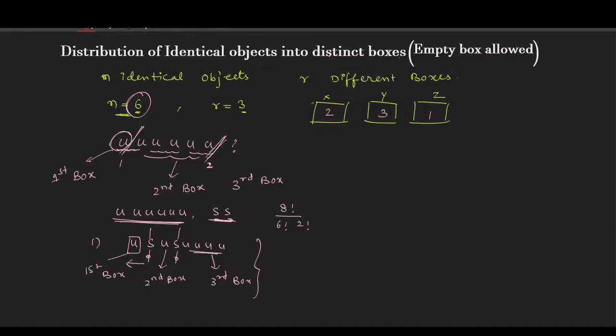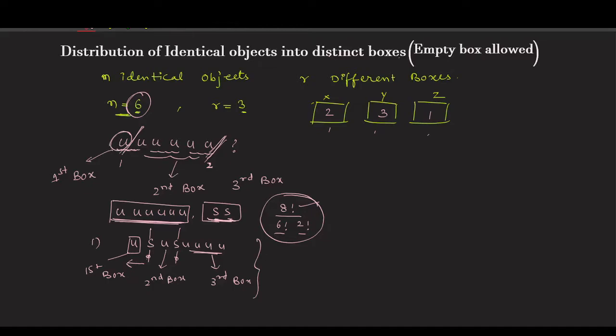How many ways you can distribute the objects means how many arrangements are possible. So how many arrangements? The answer is 8 factorial by 6 factorial into 2 factorial. Whenever 6 identical objects are given to you, you take 6 U's and 2 separation symbols only. Why do we need 2 separation symbols? Because we want 3 groups, to distribute into 3 boxes. So we need only 2 separation symbols.